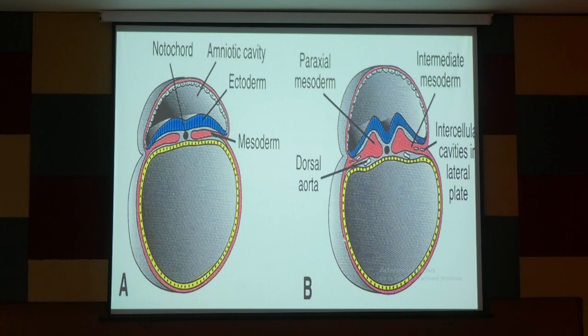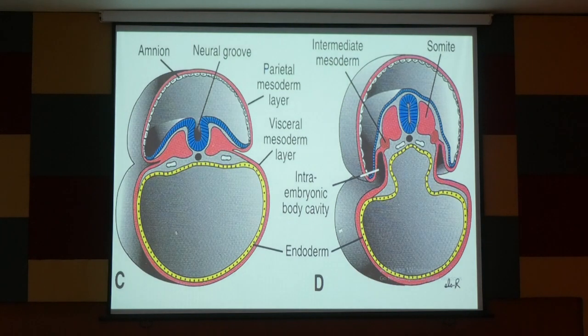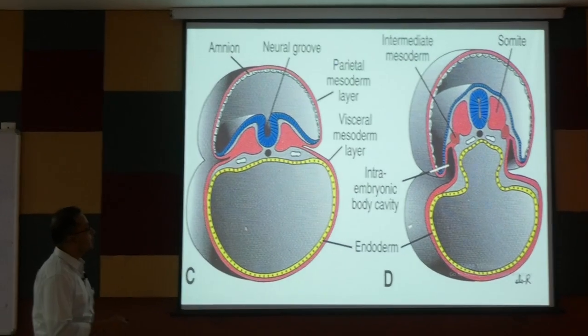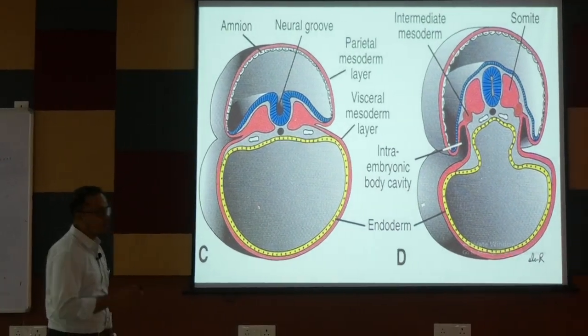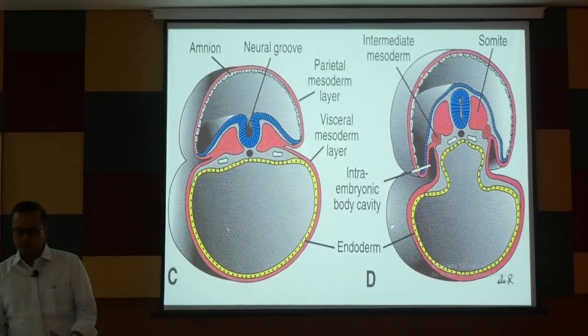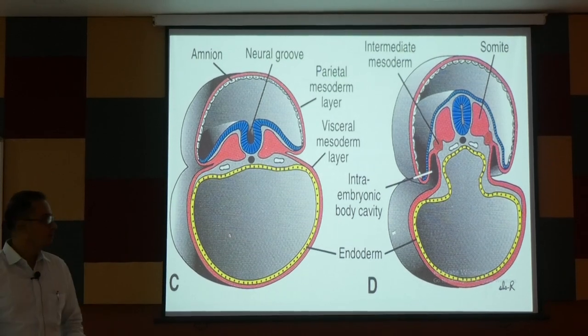On the lateral plate mesoderm, you see holes coming up, and as time progresses, all the holes coalesce and join with each other and make a single hole. We call this the intra-embryonic body cavity, which splits the lateral plate mesoderm into two parts. One goes with the amniotic cavity, and one drops down with the yolk sac. Right? And this evolves eventually.